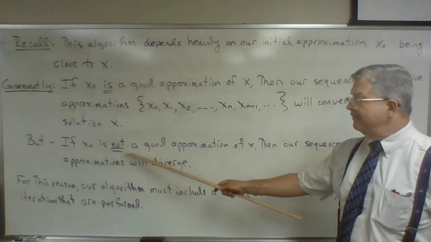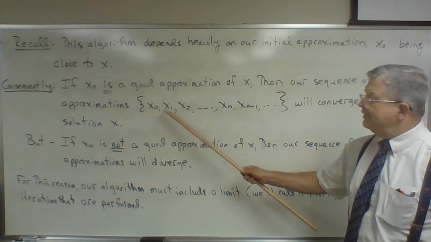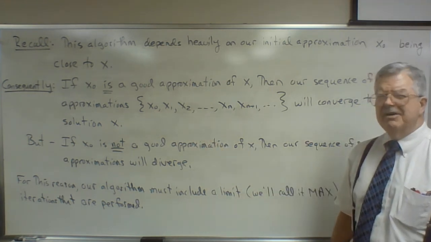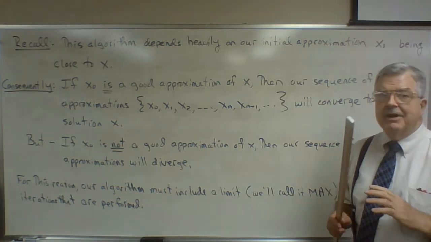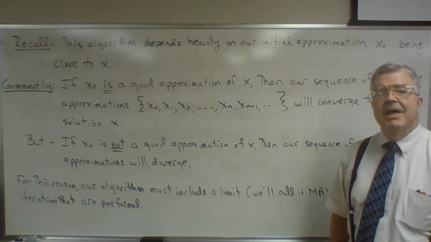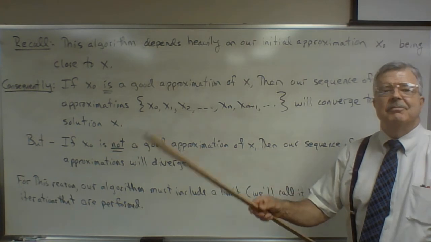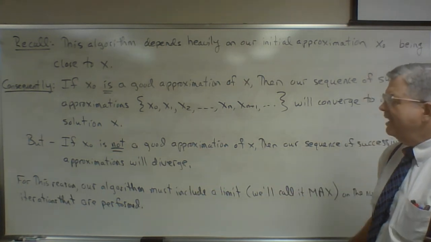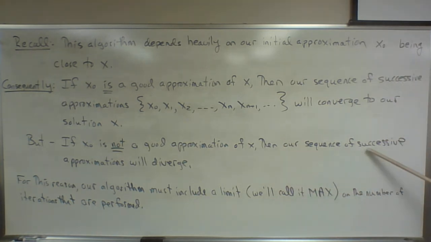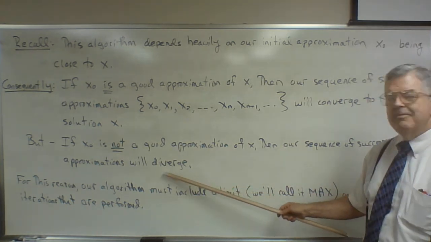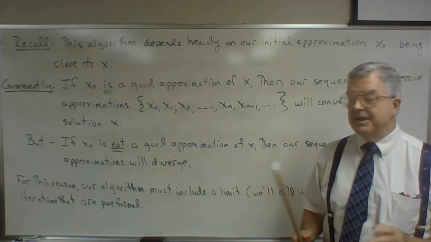But if x naught is not a good approximation of x, then these successive approximations aren't going to converge to the solution. They're going to do just the opposite. They're going to diverge away from the solution. And our computer is going to go off into the sunset spitting out all of these meaningless approximations. So if x naught is not a good approximation of x, then our sequence of successive approximations will diverge. And we have to allow for this possibility.